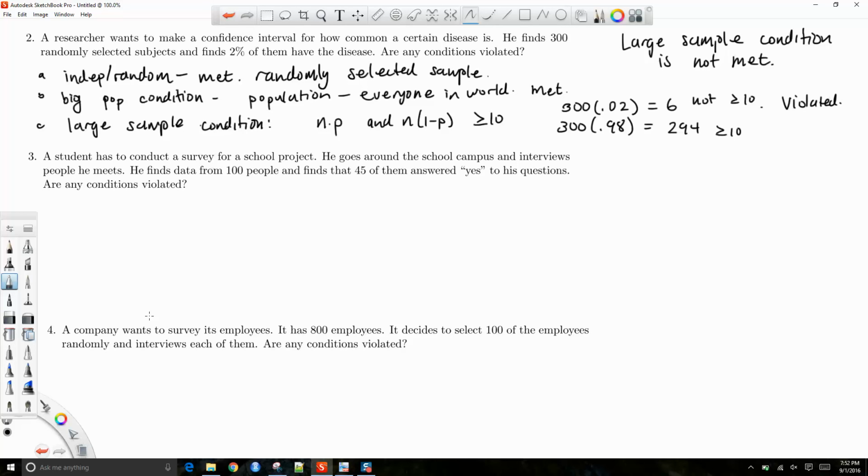Okay. Number 3, it says a student has to conduct a survey for a school project. He goes around the school campus and interviews people he meets. He finds data from 100 people and finds that 45 of them answered yes to his questions. Are any conditions violated? So here, right off the bat, we see the independent and random condition is violated because walking around the school will not produce a random sample.